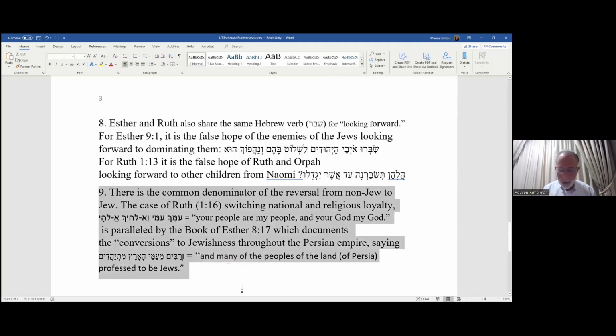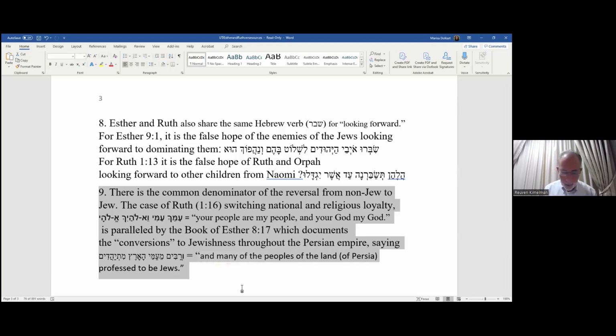There is the common denominator of the reversal from non-Jew to Jew. The case of Ruth 1:16, switching national and religious loyalty. Ruth says, "Amech ami, velohayich Elohai." Your people are my people, and your God, my God.